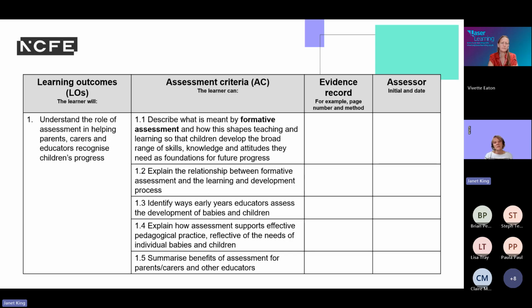So having those really rich conversations and really sort of drumming home that sincere knowledge of child development is crucial. And it really is the core of everything that they would do. Knowing their children extremely well and knowing child development really well will give them the skills they need to be able to follow this observation and assessment cycle as we know. And then summarising the benefits of assessment for parents, carers, and for our colleagues, for other educators. And that's so important as well.